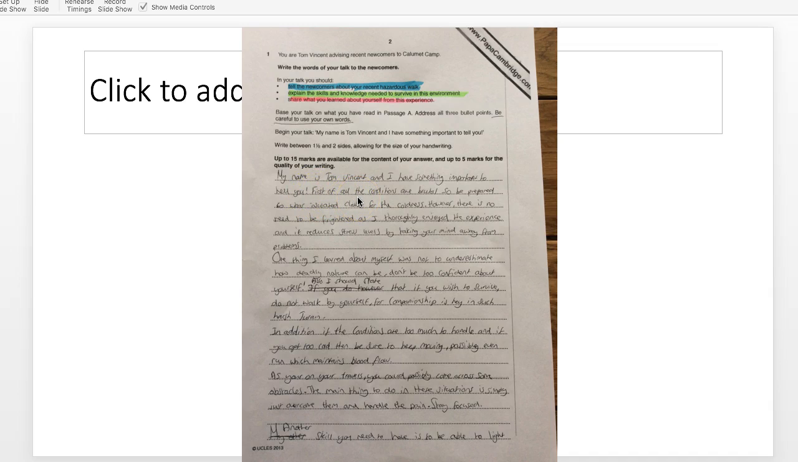First of all, the conditions are brutal, so be prepared to wear insulated clothes for the coldness. However, there is no need to be frightened, as I thoroughly enjoyed the experience. So this is where Sam starts to get general. It's not sticking to actual facts that he's developing from. And it reduces stress levels by taking your mind away from problems.